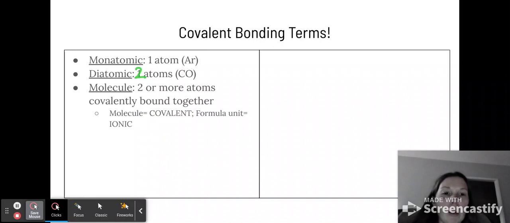And when we use the term molecule, you need to think of covalent compounds. For an ionic compound, we would use the phrase formula unit.